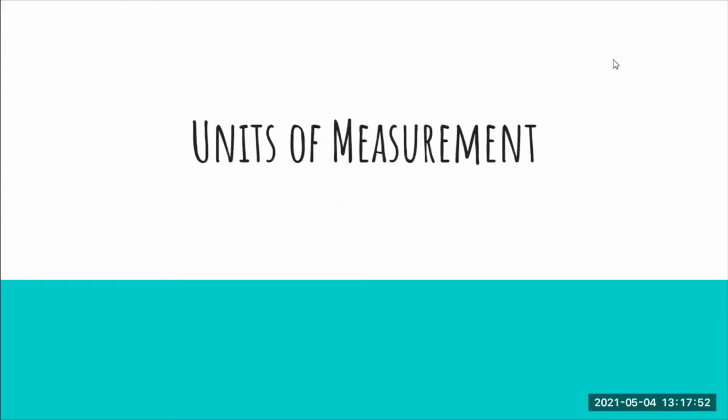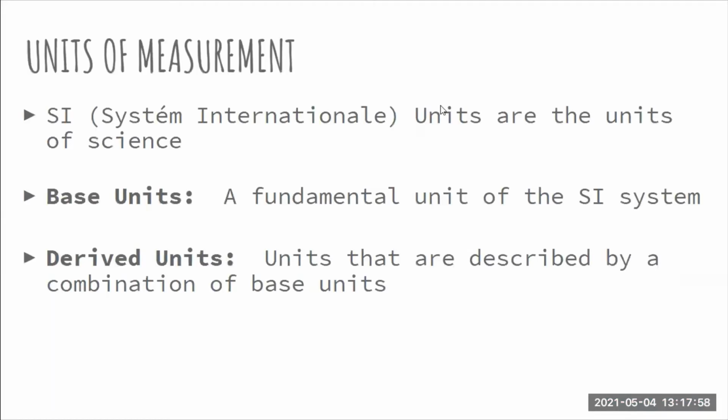So the first thing we're going to talk about today are the units of measurement. So what are units of measurement? They're units in the System International of Science. These are more colloquially called the metric system. So there's two different types of units.